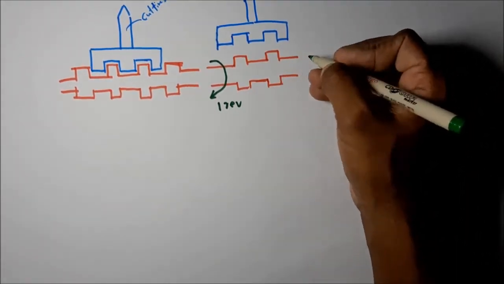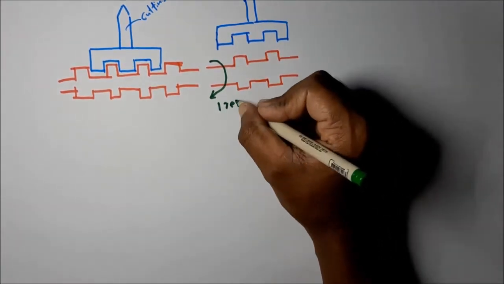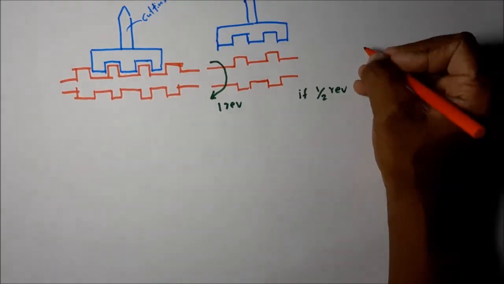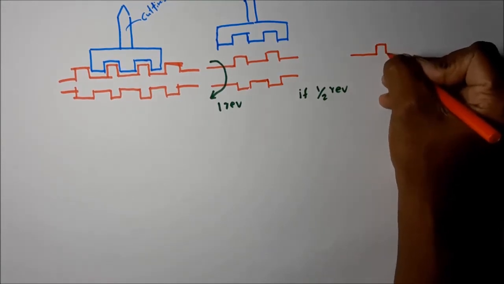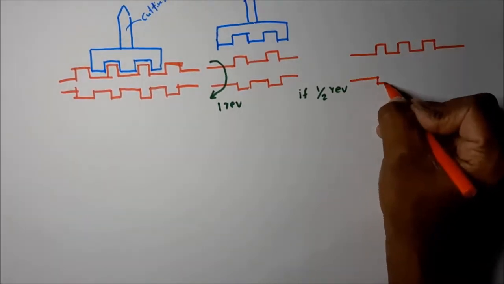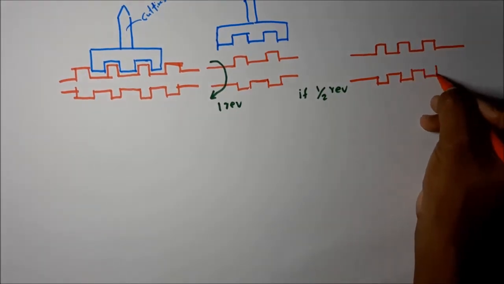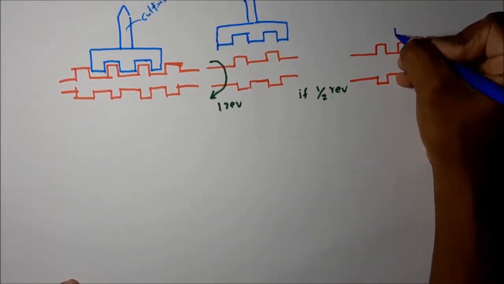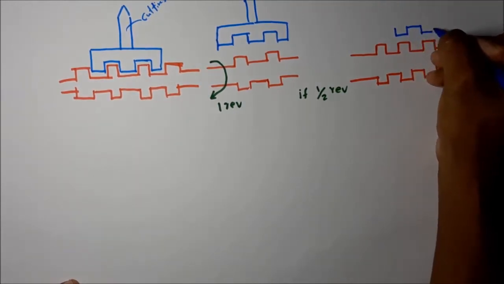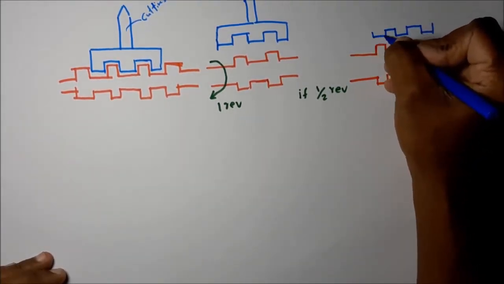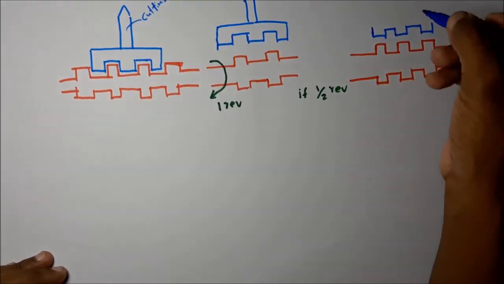So what happens if the lead screw produces half a revolution? I'll draw that diagram also. If a lead screw produces half a revolution, this is the lead screw. Okay, see the lead screw. Then the half nut is in this kind of way.